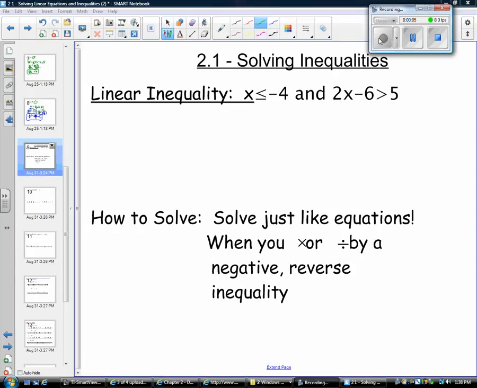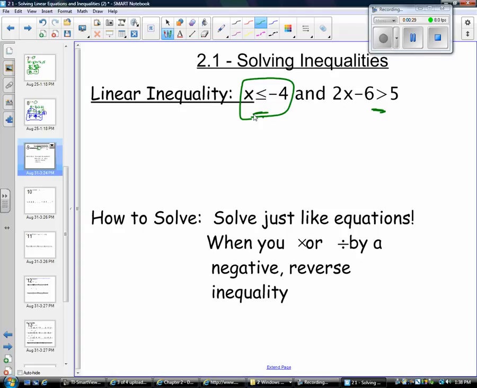All right, the second part of 2.1 is still solving, but we're solving inequalities. So what you'll notice is that instead of having an equal to sign, we have a greater than or equal to, a less than, or a less than or equal to sign. So this one has already been isolated, where we're saying x is any number equal to or less than -4.